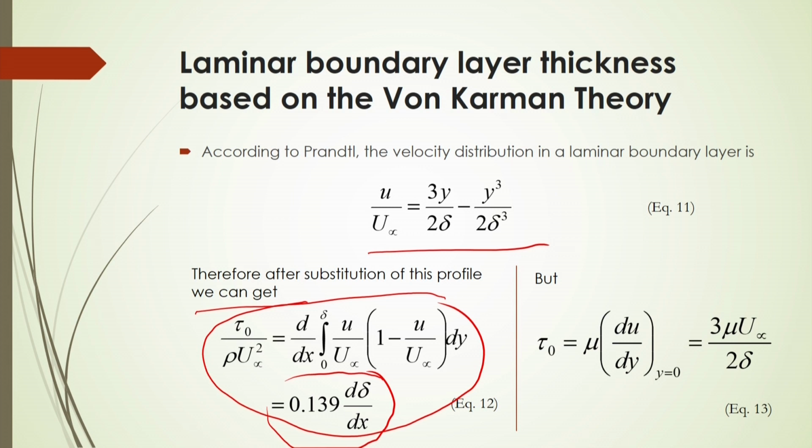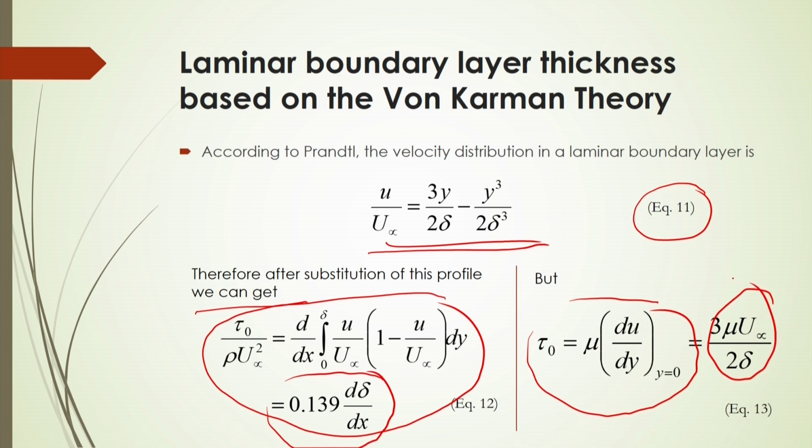by dx. But we have the definition of the shear stress at the surface as tau 0 equal to mu into du by dy, where y is equal to 0. Now, after substitution of this du by dy at y equal to 0 from equation number 11, we can get the shear stress as 3 mu u infinity by 2 delta after simplification, as equation number 13 here.